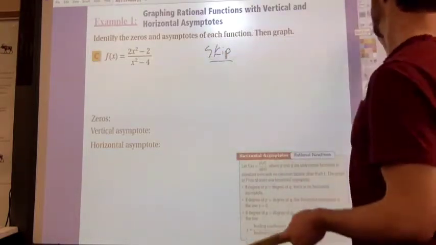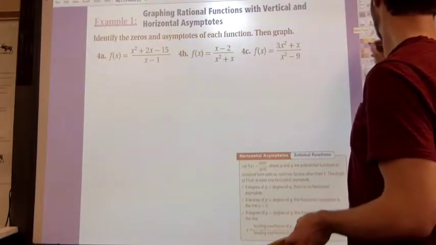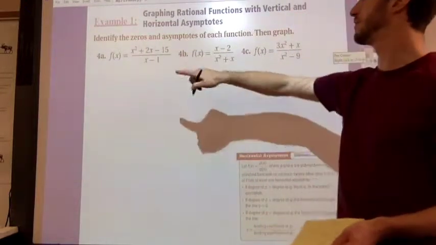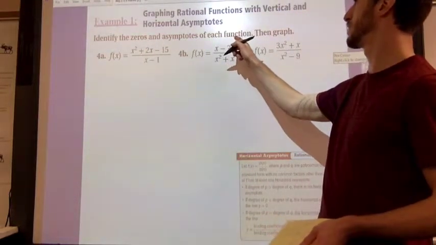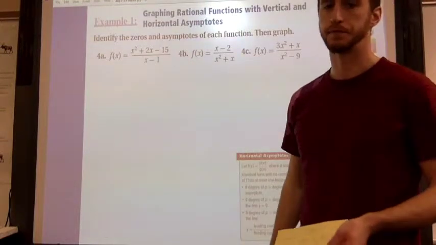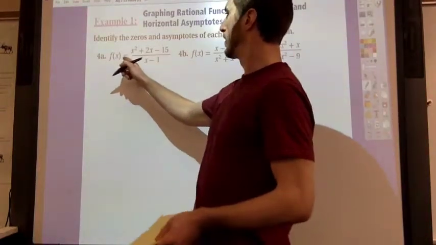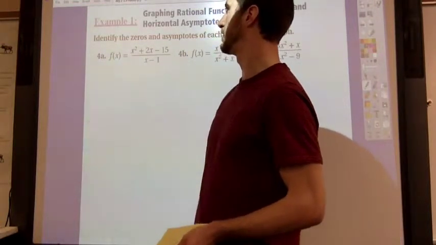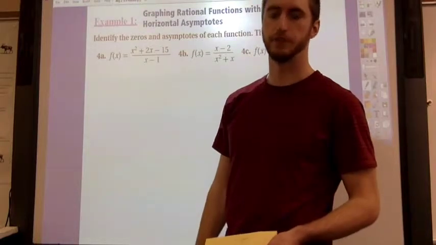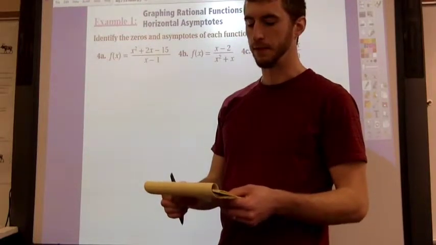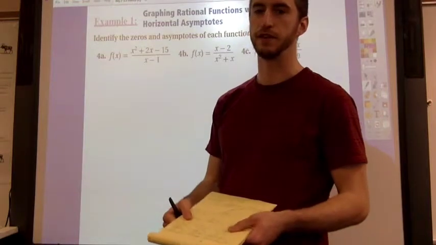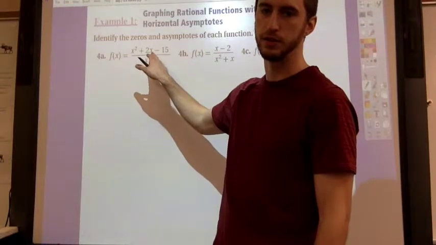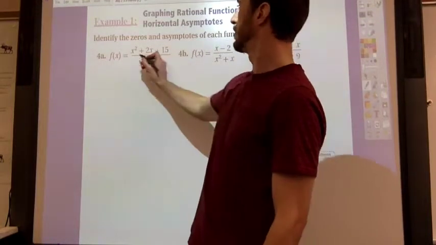We did this one in the last video, so here we go. Time to do some examples. It wants us to identify the zeros and the asymptotes of each function and then graph. So this one, first thing we're going to do is identify the zeros. So when we're dealing with rational functions, to identify the zeros, you're going to factor the numerator, set both of those factors equal to 0, and solve for x.